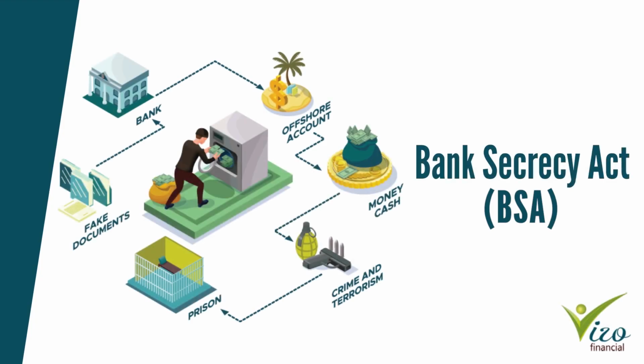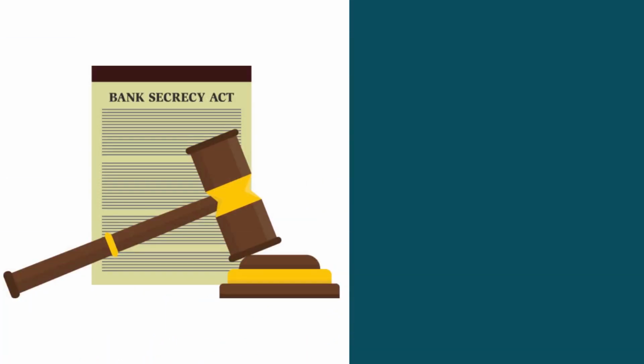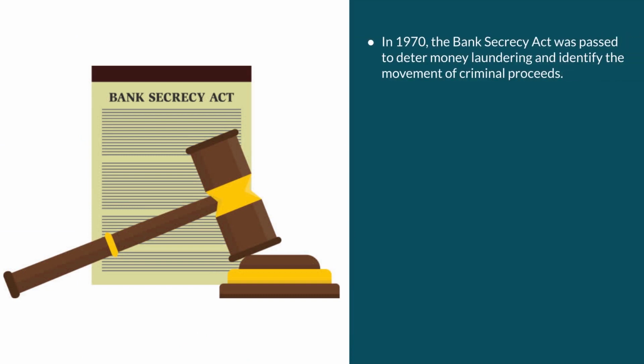Welcome to this session on Bank Secrecy Act and anti-money laundering. Today, we'll go over the history of BSA, major players in the BSA world, and the necessary components of a BSA program. It all started with the Bank Secrecy Act, which was passed in 1970 to deter money laundering and identify the movement of criminal proceeds.